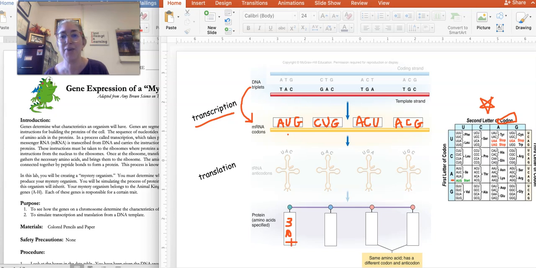All right, now we're going to the next codon, CUG. I look on the table and I find CUG right here. That codes for leucine. So this is L-E-U, leucine. ACU. ACU is right here, and that codes for threonine.